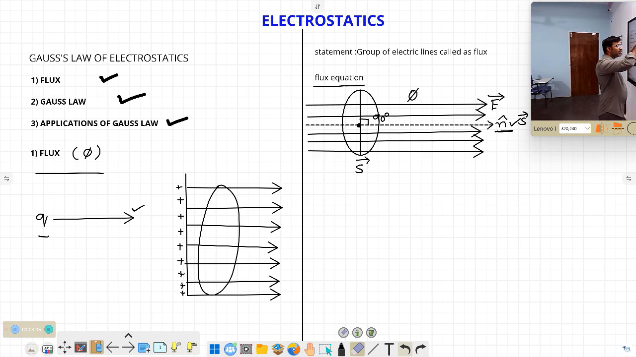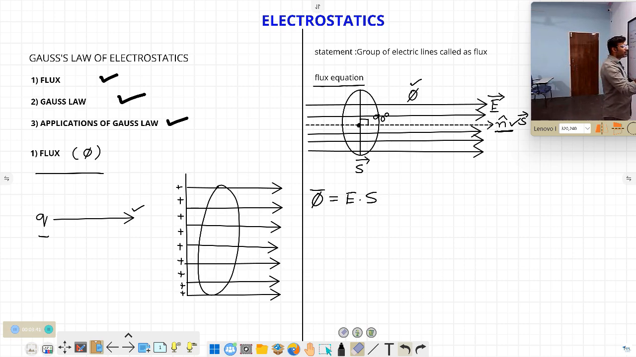Now, I already told you that a group of electric lines is called flux. When this group of electric lines passes through that area, that is called flux passing through that area. That flux can be explained in terms of electric field like this. These groups of lines are called electric lines. When these electric lines pass through the area, the flux is the electric lines passing through the area.